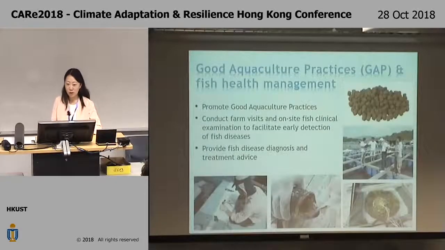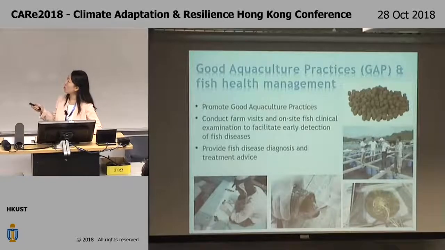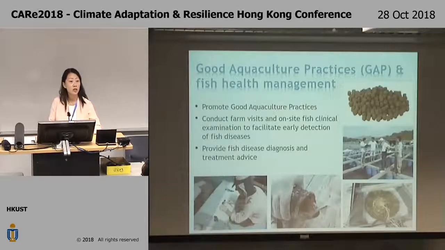When talking about good aquaculture practice and fish health management, as mentioned, we are promoting the use of pellet feed, and we also do regular visits to the fish farms so as to have a better understanding of how the fish are doing out there. We will examine the fish to see if there is any disease sign, and then we'll advise some disease treatment before the problem gets worse.